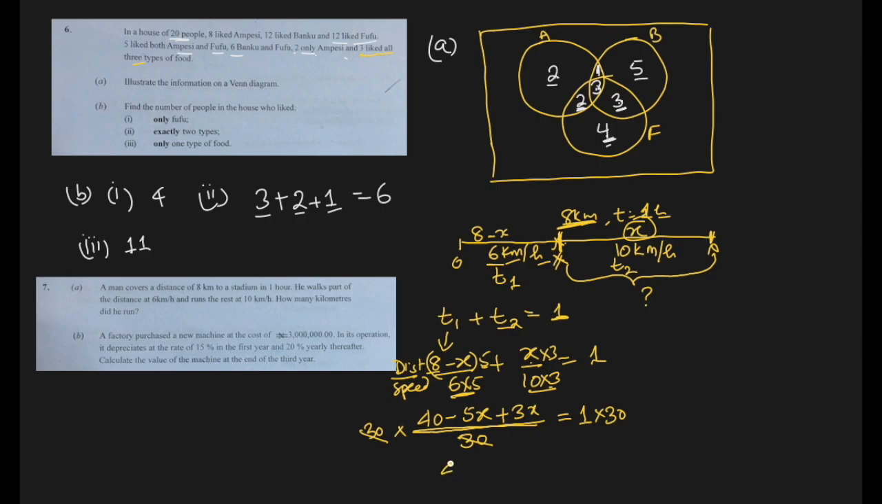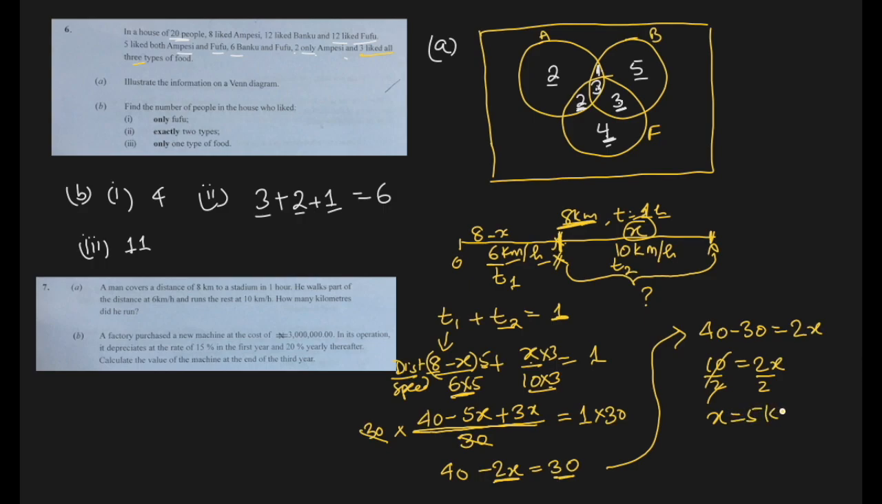Okay, so how much does this become? 40 minus 5 plus 3 minus 2x equal to 30. And let me finish it here. Let me bring 30 to the left and take 2x to the right. So 40 minus 30 equal to positive 2x, 10 equal to 2x, divide both sides by 2, so x is equal to 5 kilometers.